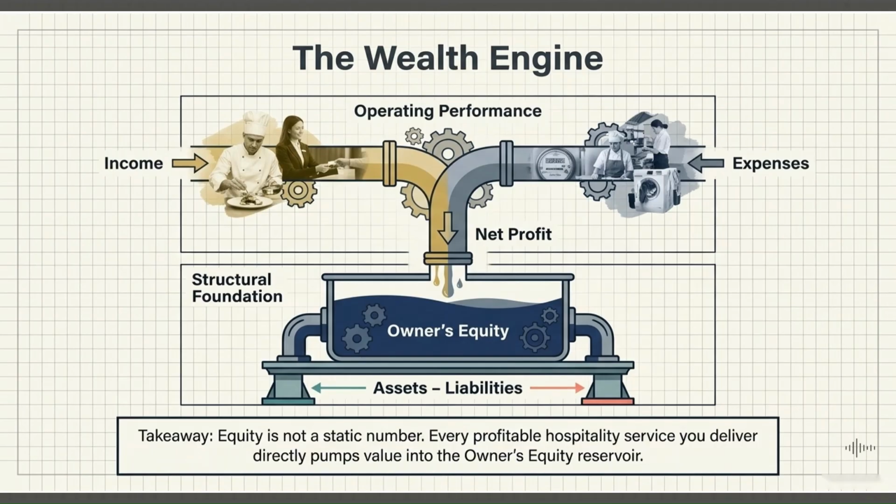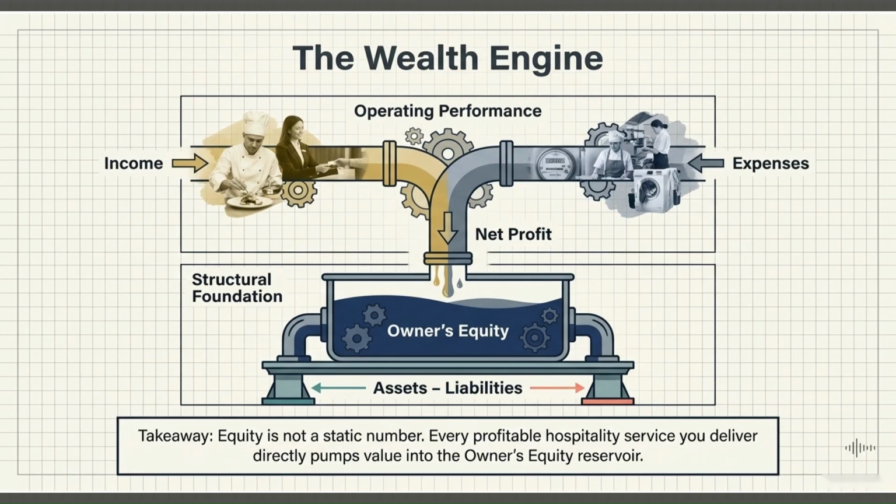This slide brings the two halves together. And if you understand this diagram, you have understood the learning unit. At the bottom is the structural foundation, assets minus liabilities, the position of the business at a point in time. At the top is operating performance, income minus expenses, what the business achieved over a period of time. And the arrow between them is the thing to grasp. Those are not two separate systems. Operating performance flows directly into the structural foundation. Profit increases equity, and loss decreases it.